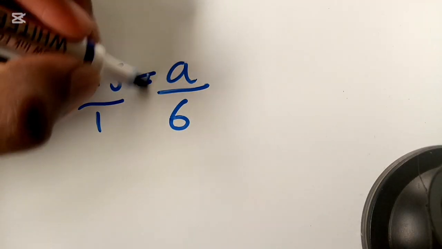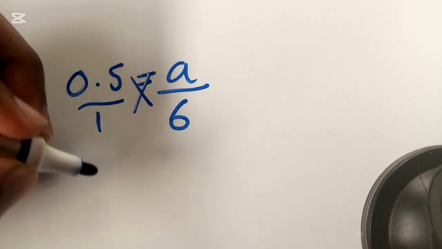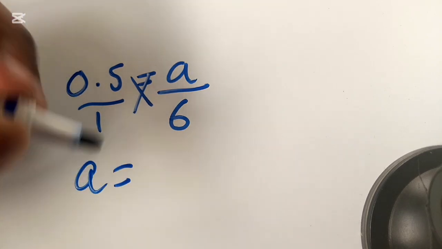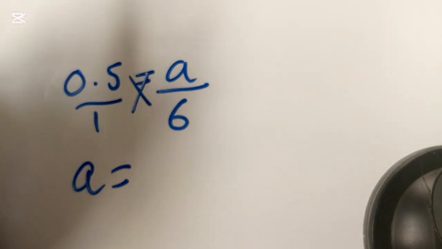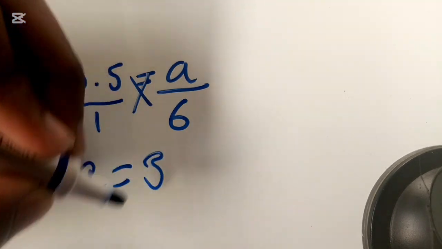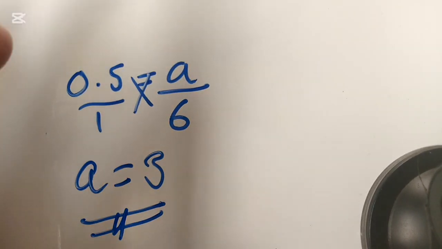So we rub all this over here. Therefore it's going to be a times 1, which is a. So a is equal to 0.5 times 6. So 0.5 times 6 is simply 3. Therefore our value of a is 3.